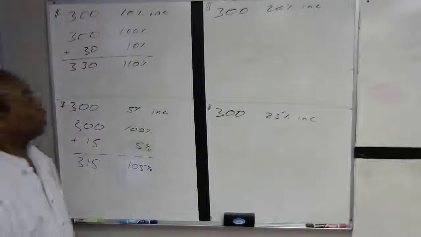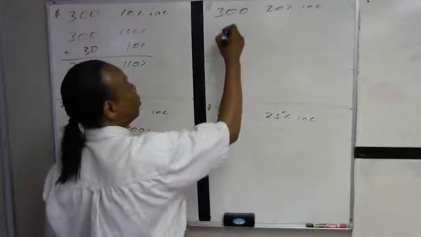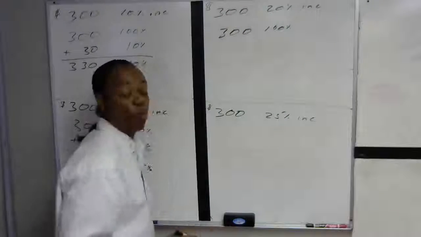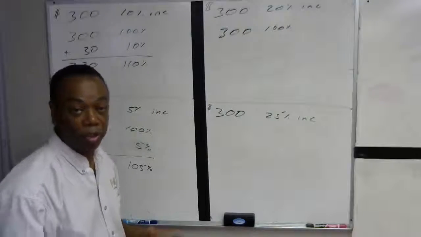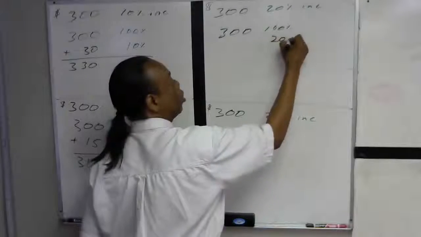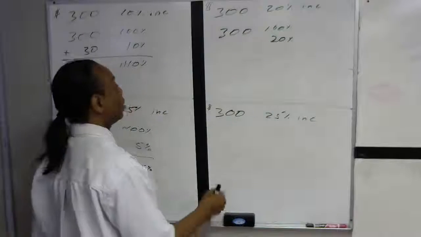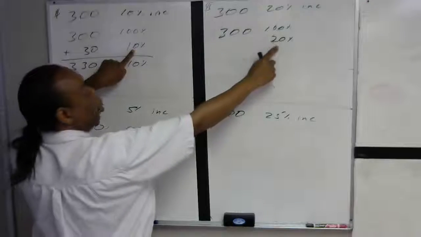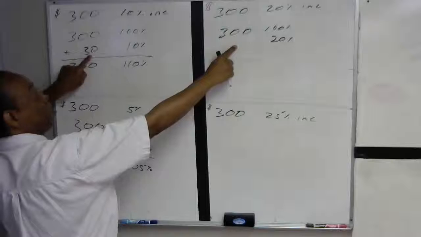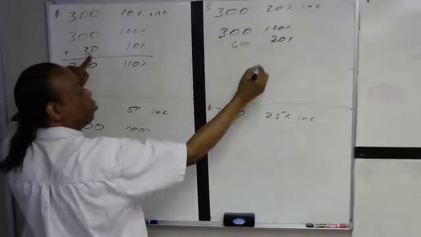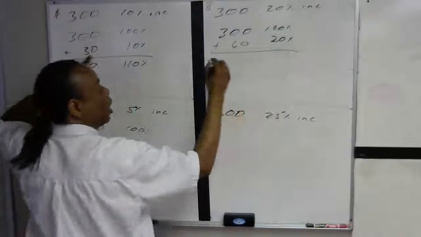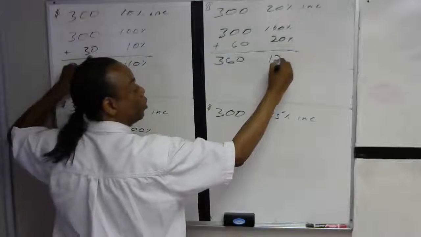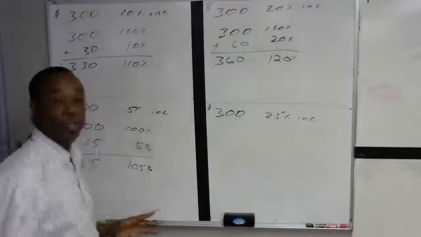Okay, let's take a look at a 20% increase. 300 represents 100%. That's the original. So what would 20% represent? Well, if 10% represents 30, then 20% is going to represent twice 30, which is 60. So we'll increase it, and it goes up to 360. 360 represents 120%.